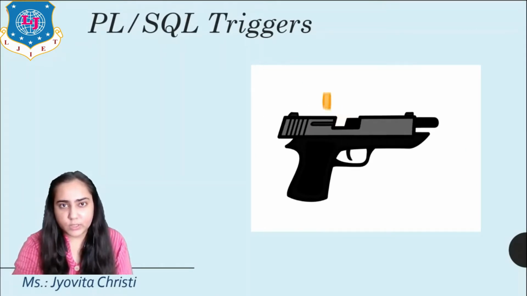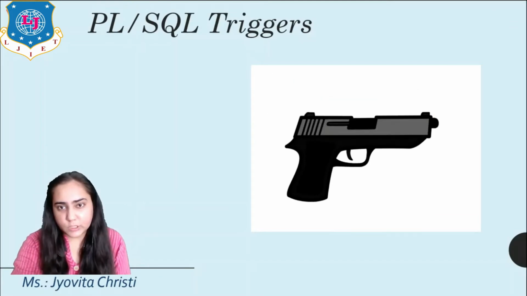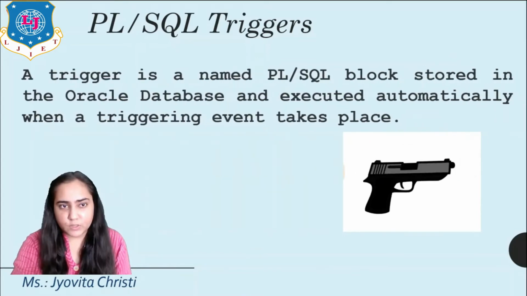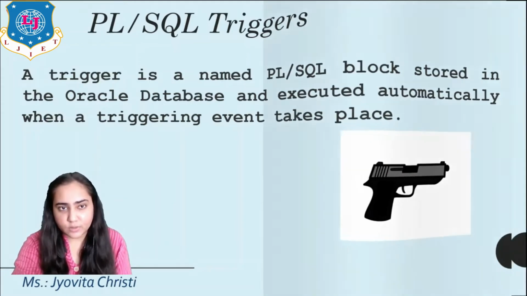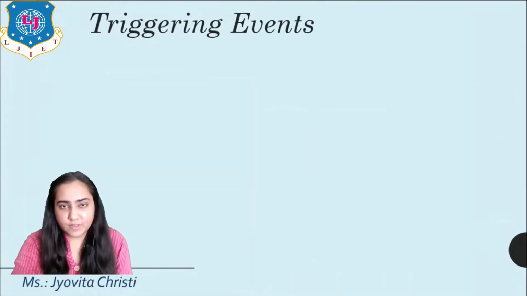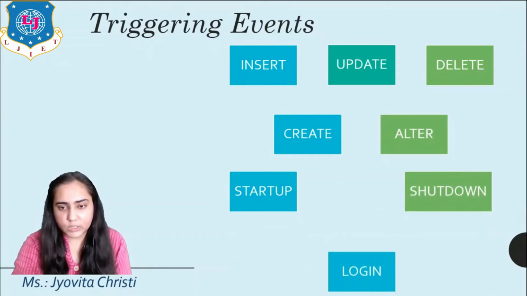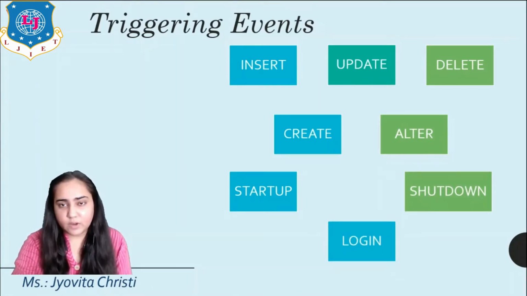PLSQL triggers are much like the trigger that you would see in a machine gun where you press a trigger and a bullet comes out. So the definition of a trigger is a named PLSQL block stored in the Oracle database and executed automatically when a triggering event takes place. So it works much like a gun, and that is why it is named a trigger. The triggering events that can cause the trigger to execute are insert, update, delete, create, alter, startup, shutdown, or login. And there are many other events that can cause your trigger to implement.